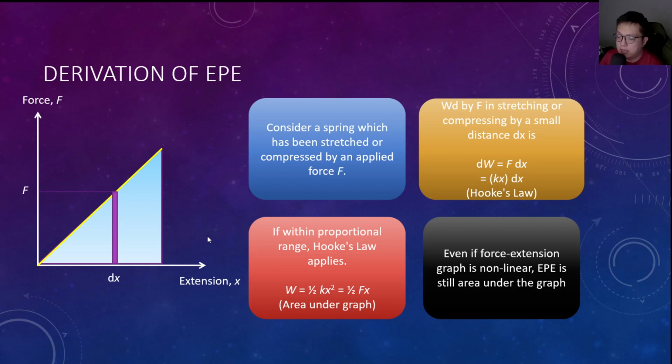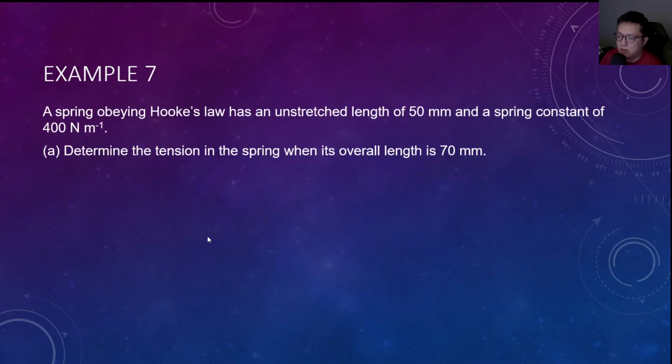Alright. Okay, let's look at some questions. I have a spring obeying Hooke's law, with an unstretched length of 50 millimeters and a spring constant of 400 Newton per meter. Determine the tension in the spring when its overall length is 70 millimeters. In case you don't know where we are, we're at example 7. So let's determine the tension in the spring.